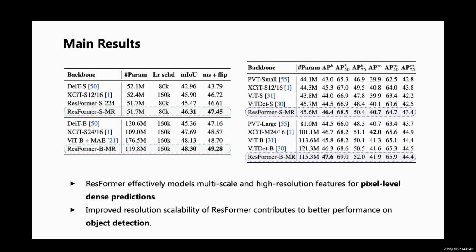We also demonstrate that ResFormer can be easily and effectively adapted to downstream tasks, such as semantic segmentation, object detection, and video classification. As shown in the table, ResFormer MR achieves promising performance on dense prediction tasks.